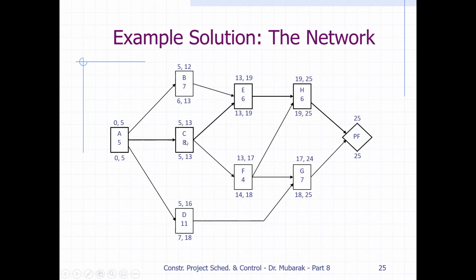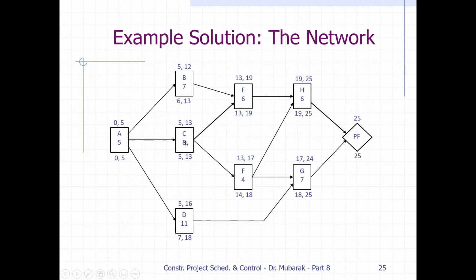Then with the 7, we will do the forward pass. 5 plus 7 is 12. Here comes 12. 12 plus 6 is 19, and 19 plus 6 is 24. So the project duration will become 24. On the other path, 5 plus 7 is 12, then 12 plus 4 is 16, and 16 plus 7 is 23. So this path will be affected this way. When you draw this diagram again, the project duration will become 24 days by cutting 1 day from C.